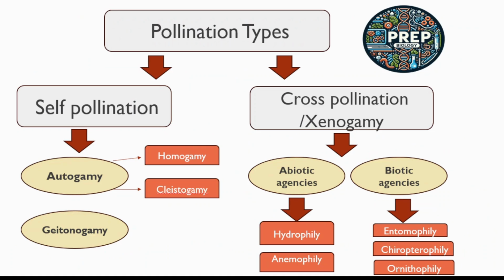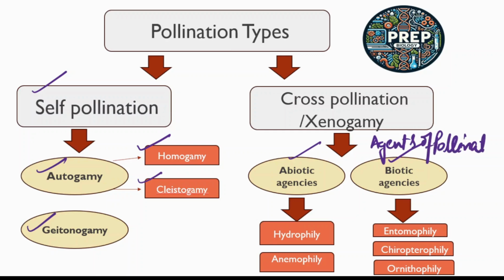If we see this chart, we have covered self pollination types, autogamy and Geitonogamy. Autogamy is further divided into homogamy and Cleistogamy. We have covered this part. So in the next class, we will discuss the cross pollination or xenogamy types, abiotic agencies and biotic agencies, that is the agents of pollination. Okay, so we will discuss this topic in the next class.